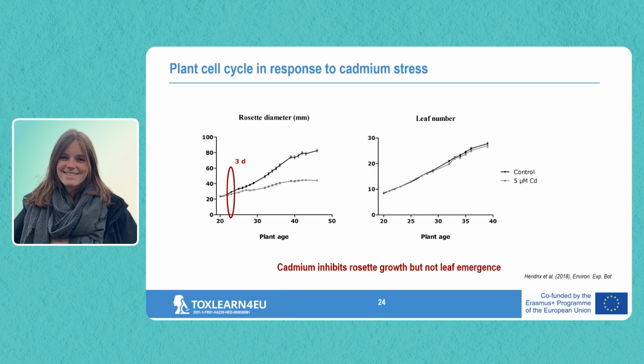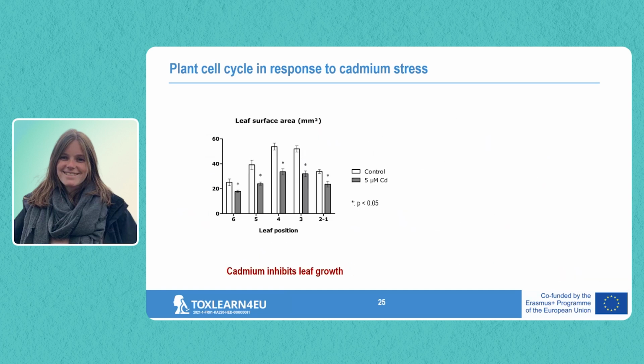Then I wanted to look at these different cell cycle parameters. So I took samples after 3 days of cadmium exposure, so relatively short-term exposure. First, I looked at the surface area, so the size of the different leaves. Again, I have the oldest leaves here at the right, youngest leaves at the left. And then you can see very clearly that the size of all the leaves is much smaller if they have been exposed to cadmium.